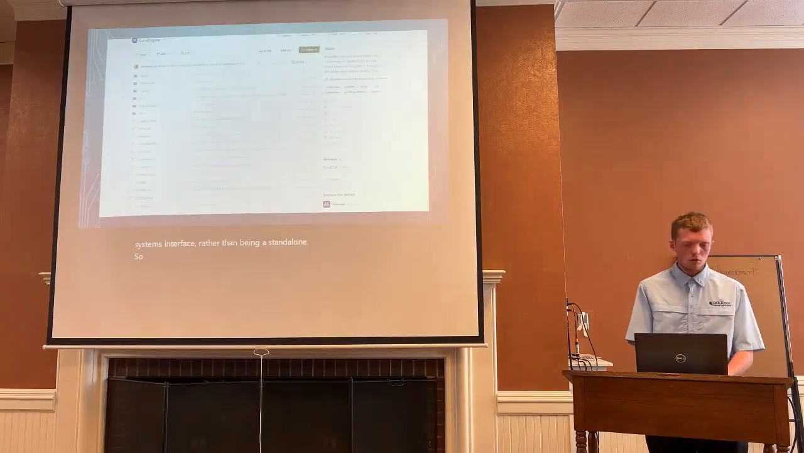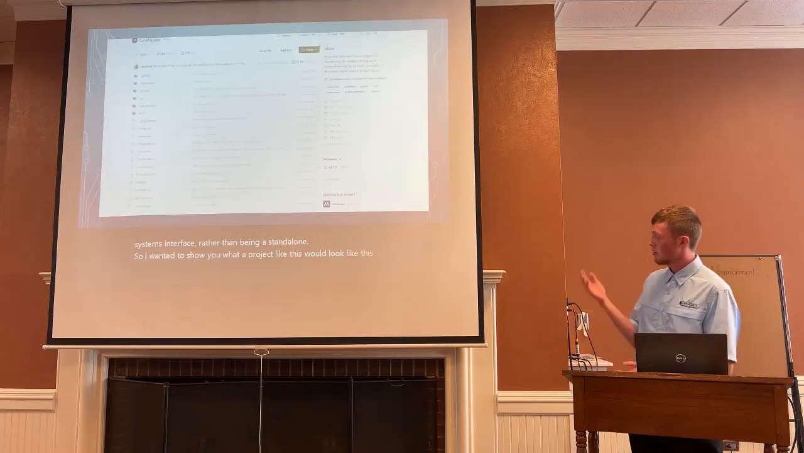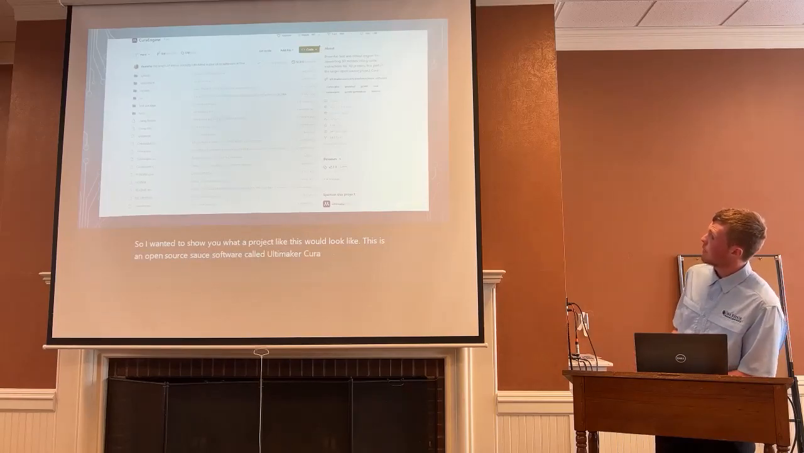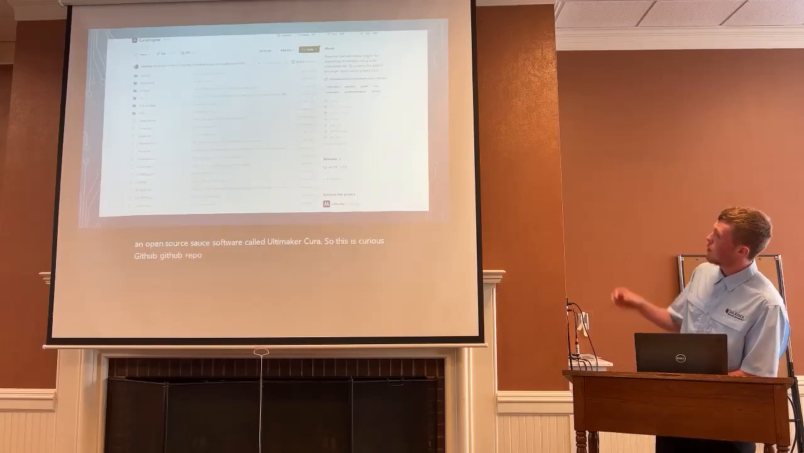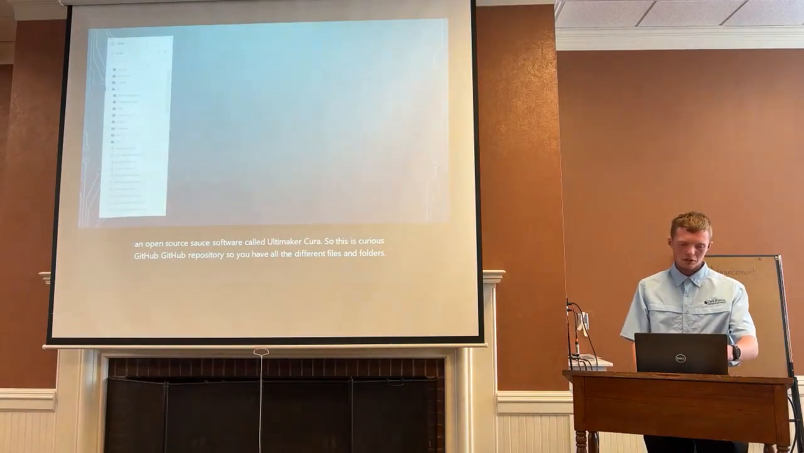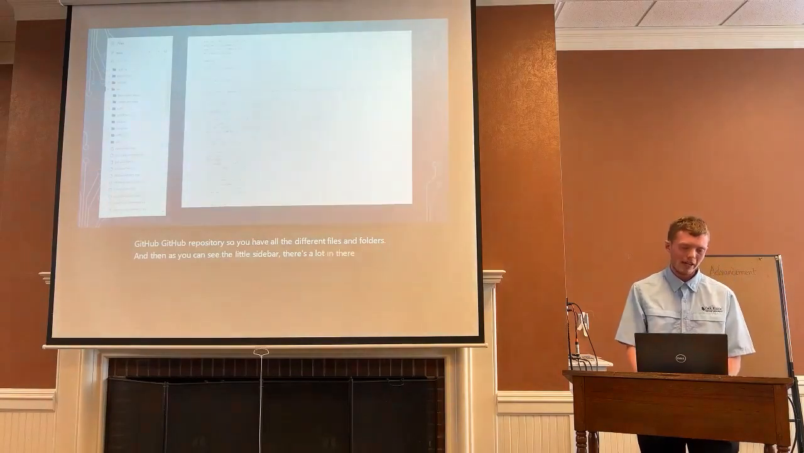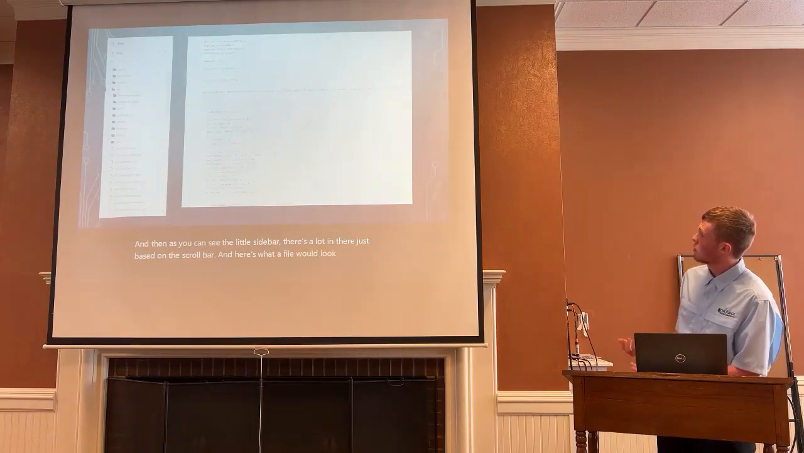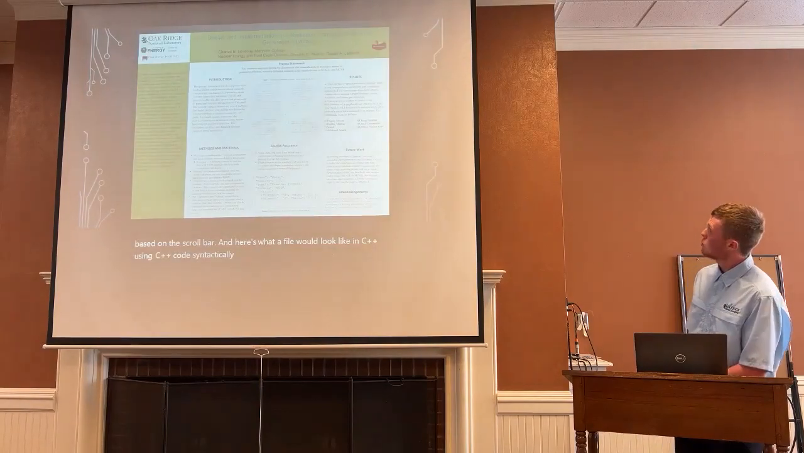So I wanted to show you what a project like this would look like. This is an open source software called Ultimator Cura. So this is Cura's GitHub repository. So you have all the different files and folders. And then, as you can see, the little sidebar, there's a lot in there just based on the scroll bar. And here's what a file would look like in C++ using C++ code syntactically. And here's my poster.